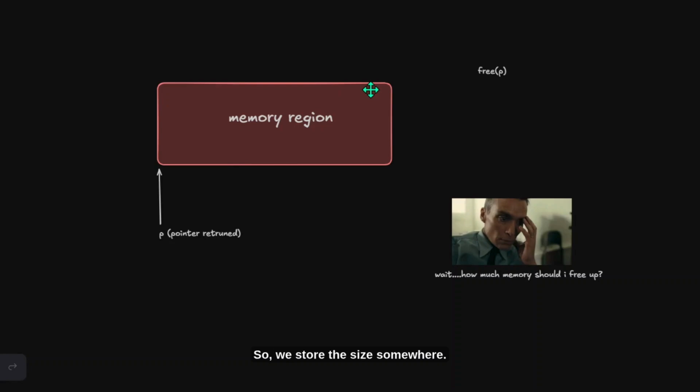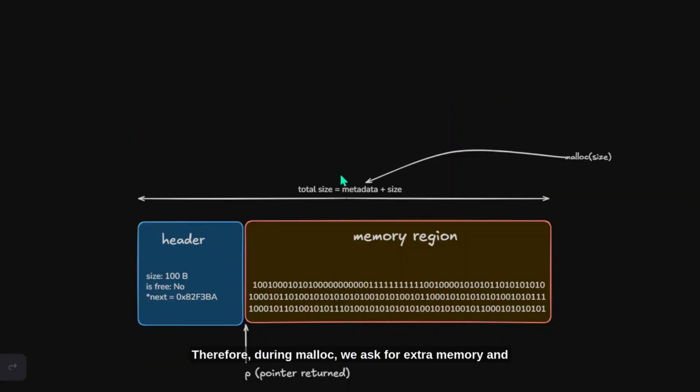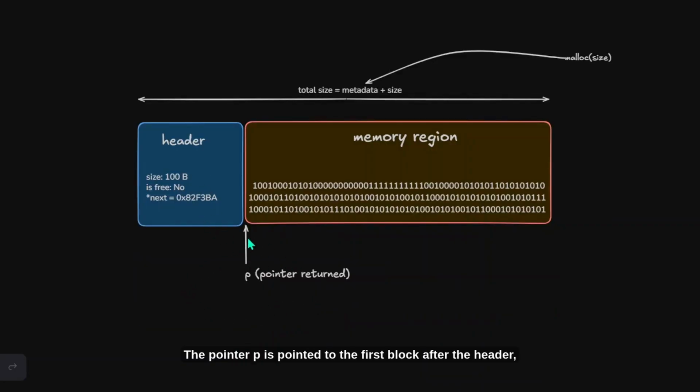So we store the size somewhere. We store the size just before the memory block in a header. Therefore, during malloc, we ask for extra memory and store the size in metadata, that is the header. Therefore, the total size becomes the metadata plus the size of the memory region. The pointer p is pointed to the first block after the header, or you can say the first block of memory region, and then return. During free, we just move the pointer backward, read the stored size of the memory region, and free up that amount of memory.